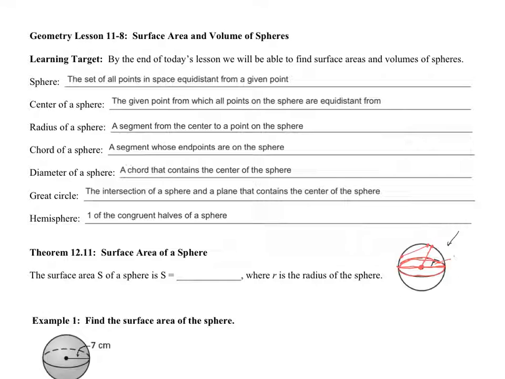You just think of that as the biggest circle of a sphere with the greatest cross section. A hemisphere is just half of a sphere. So this part will be called a hemisphere.